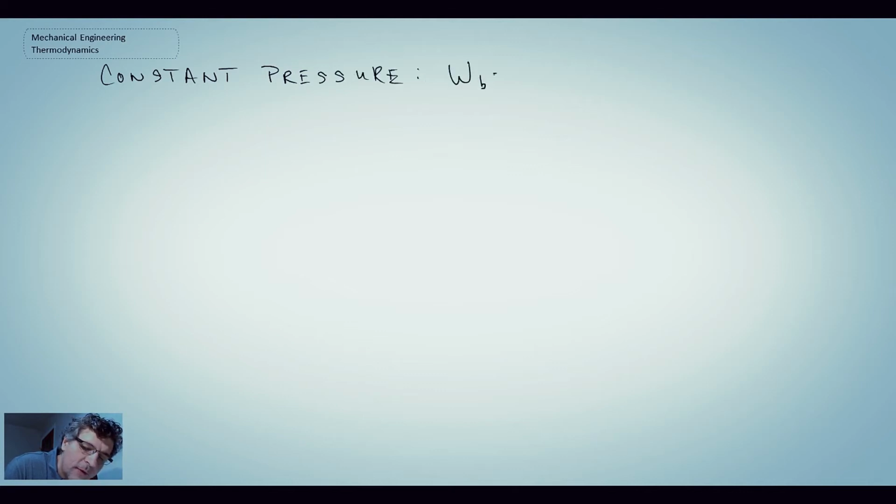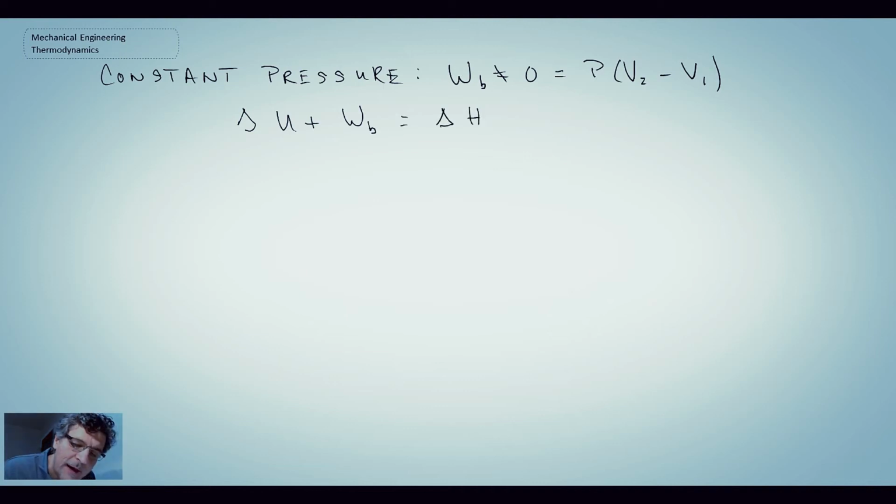For constant pressure, the boundary work is not equal to 0, but it would be equal to P(V2 minus V1). That's assuming that we have a constant pressure process underway. And with that, you'll recall when we looked at the first law that we said that we could make this substitution. And that was if we had a constant pressure process where we had boundary work. And with that, we can rewrite our fixed mass form of the first law.